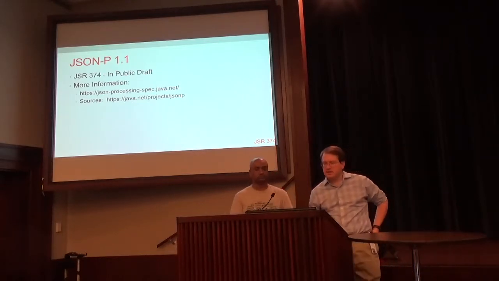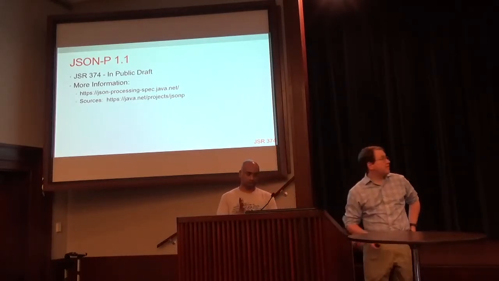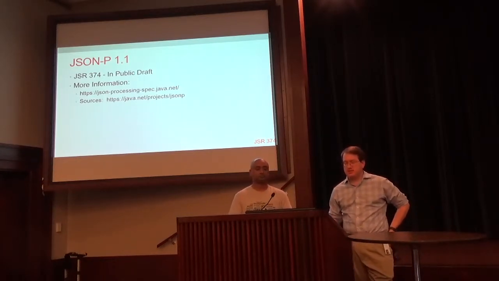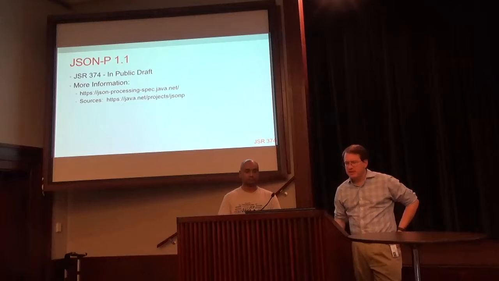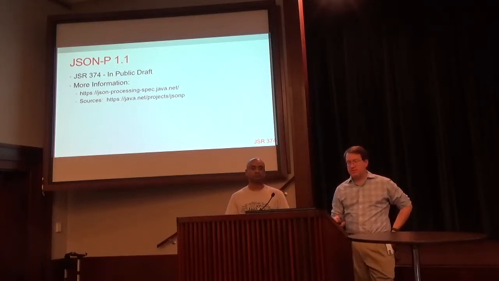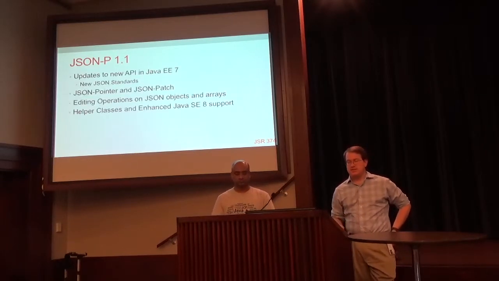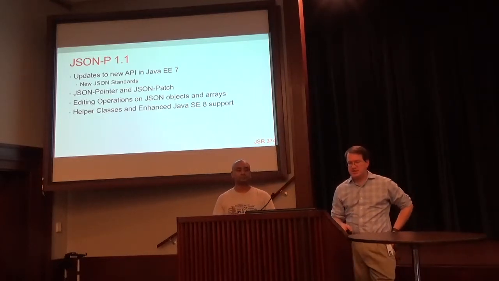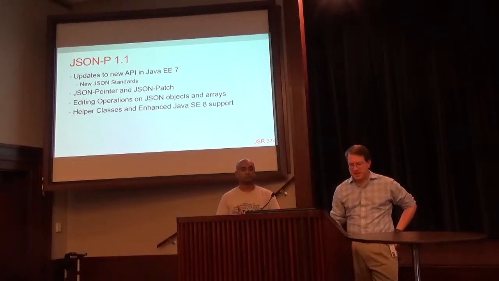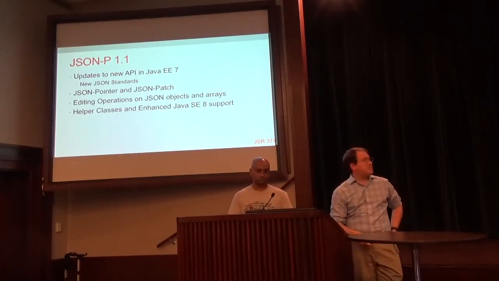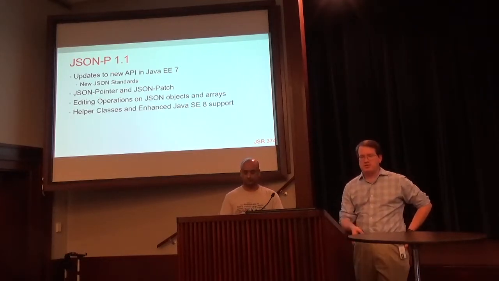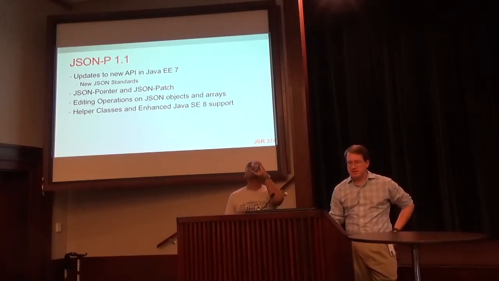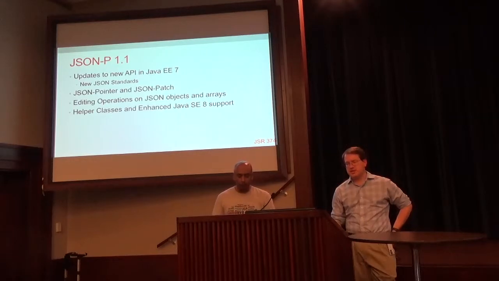So JSON-P. JSON-P has been actively developed for Java EE 8. It's now in public review mode, I believe. It's the ability to patch JSON structures. It updates a new API that was added in Java EE 7. So in Java EE 7, we've got basic support for parsing JSON, and this takes it to the next level. As part of this, we have JSON Pointer and also JSON Patch.